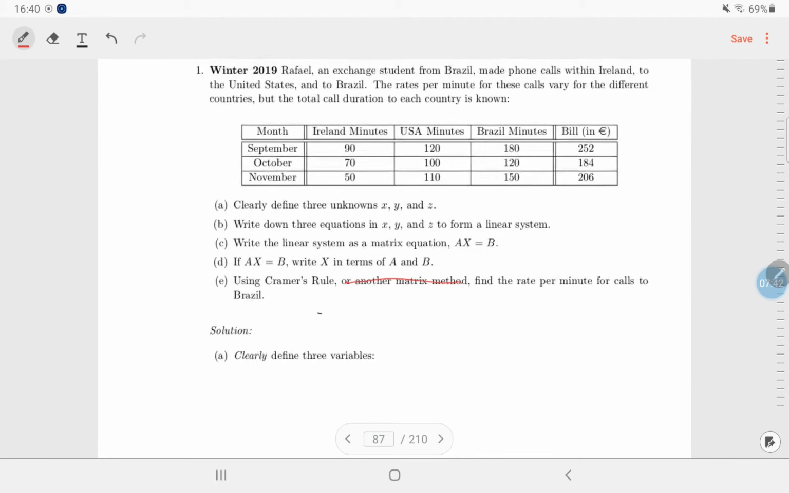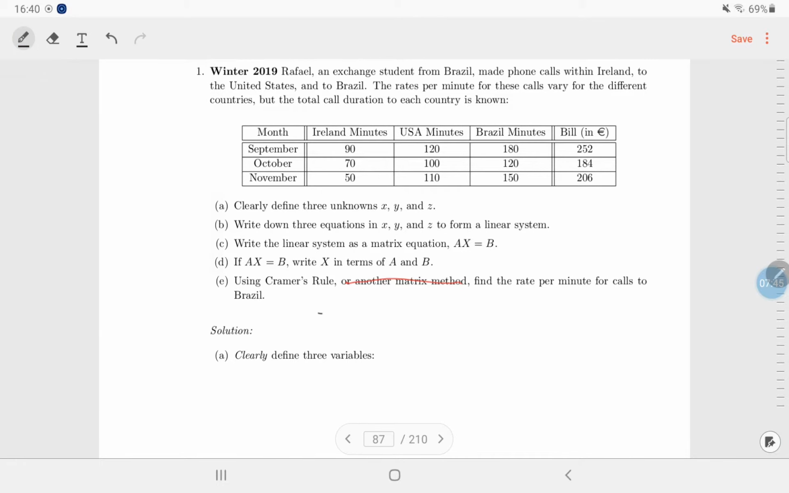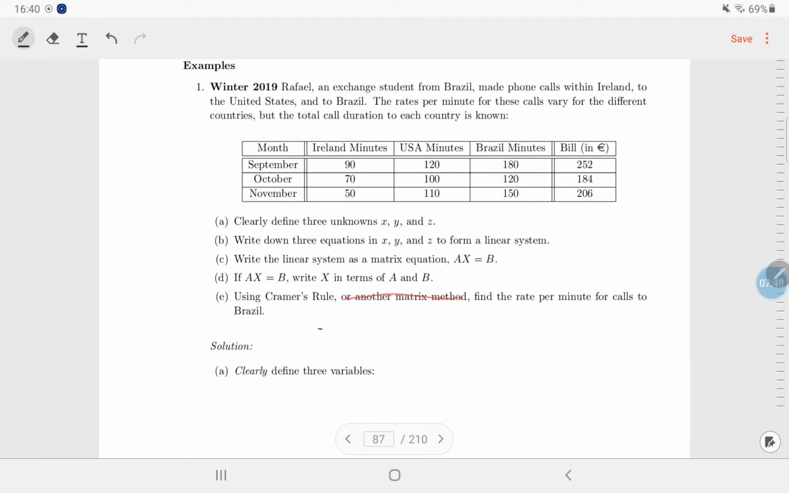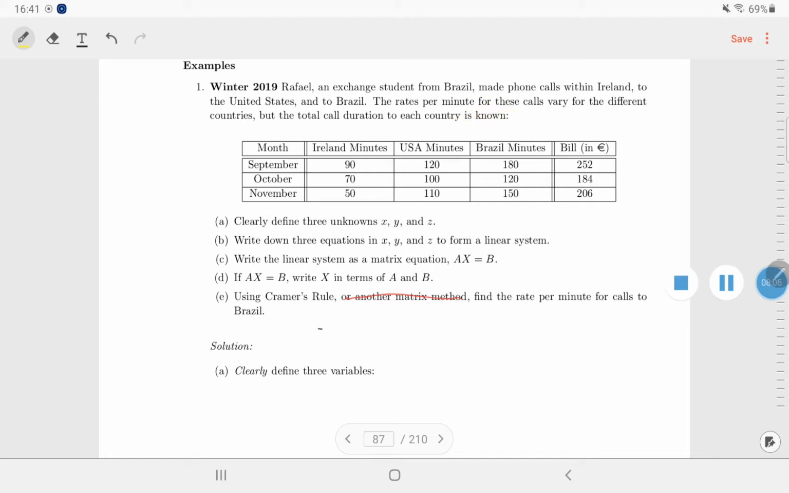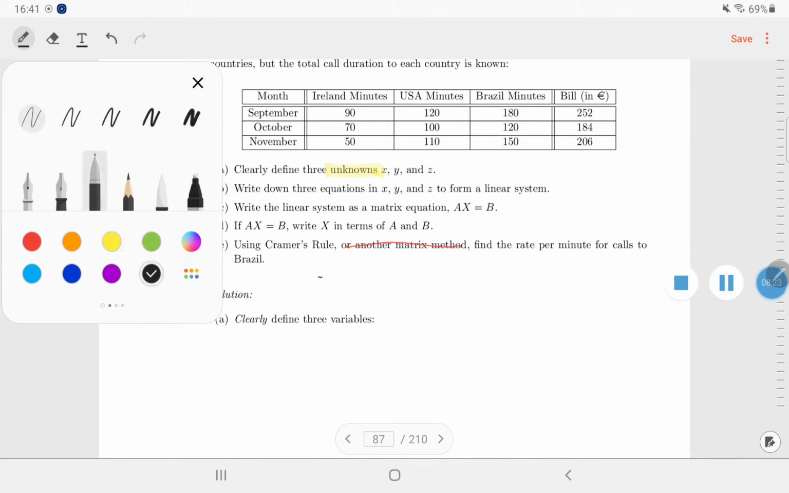Okay, so the question is, what is the unknown? I think, to me, this is the tricky bit here. I'm going to pause because I'll need to write down the equations. So what's not known, and maybe it's a bit difficult to see this, is the rates per minute vary. So they're the unknowns. The Ireland rate, the US rate, and the Brazilian rate. We know the total duration of each of the calls in each of the months, but we don't know the rate. So they're the 3 unknowns. So let us write this down.